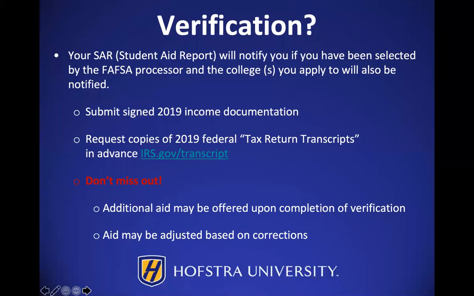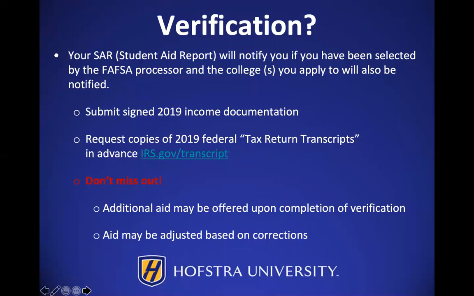So before I had mentioned verification. So what is verification? Your student aid report will notify you if you have been selected by the FAFSA processor, and the colleges you apply to will also be notified. So what you would need to do to rectify verification, you would need to submit signed 2019 income documentation. This could be a signed 2019 tax return. They typically just need the 1040 portion. Schools may also have their own internal worksheet that you would need to provide as well.